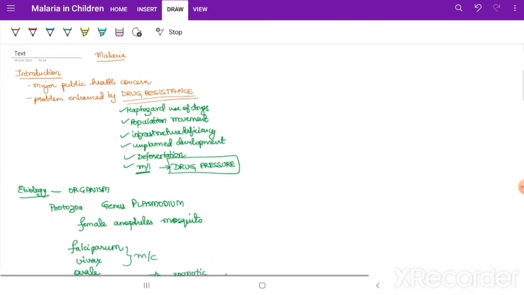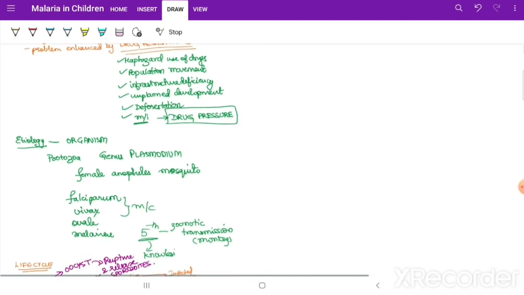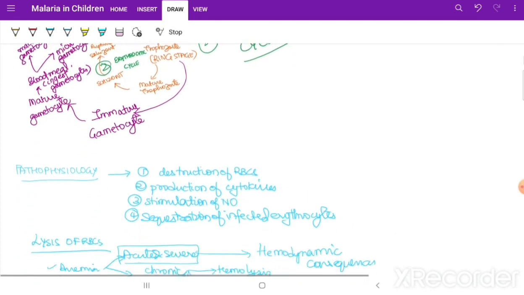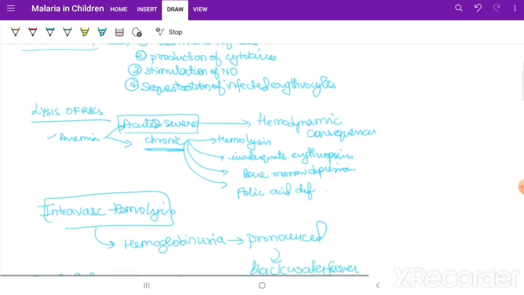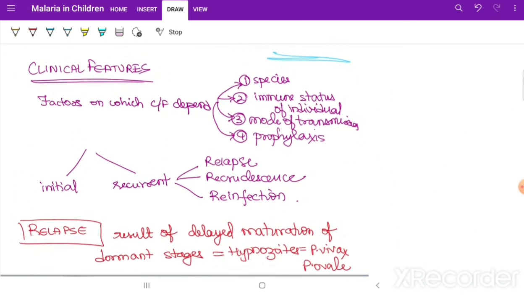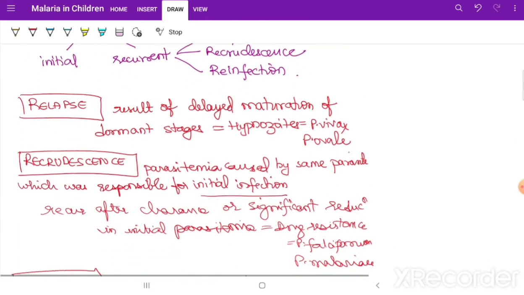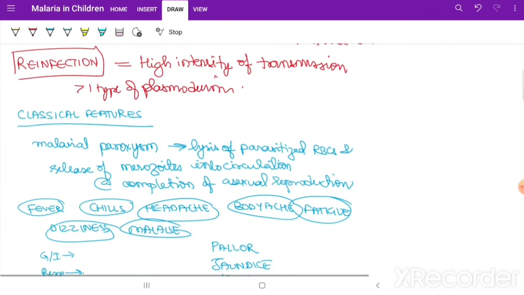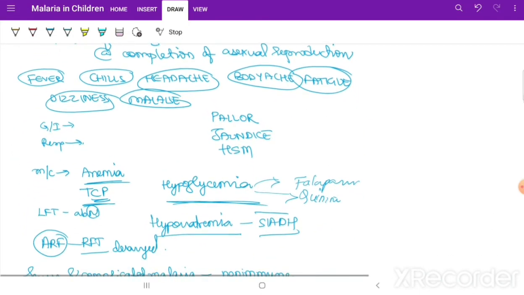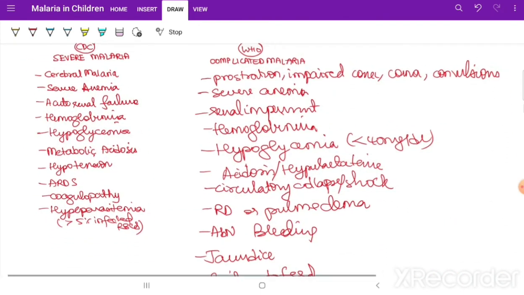So we explained a little about introduction, in which we spoke about the drug resistance, the etiology organisms, and the life cycle. We spoke about the pathophysiology, a little bit detailed, like which cytokines are involved, and we described the clinical features, what are the types: initial infection, recurrent infection, and the types of recurrent infections which can happen. We have described the classical features, overall what can be present, and then we explained what is severe malaria, what is complicated malaria, all right.